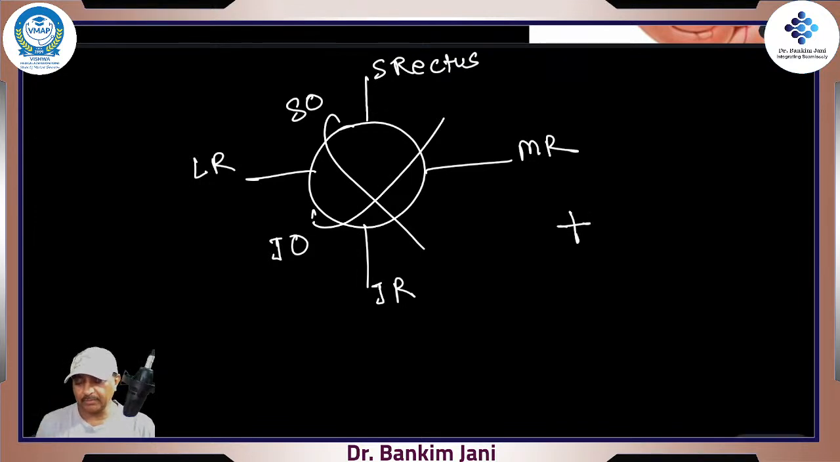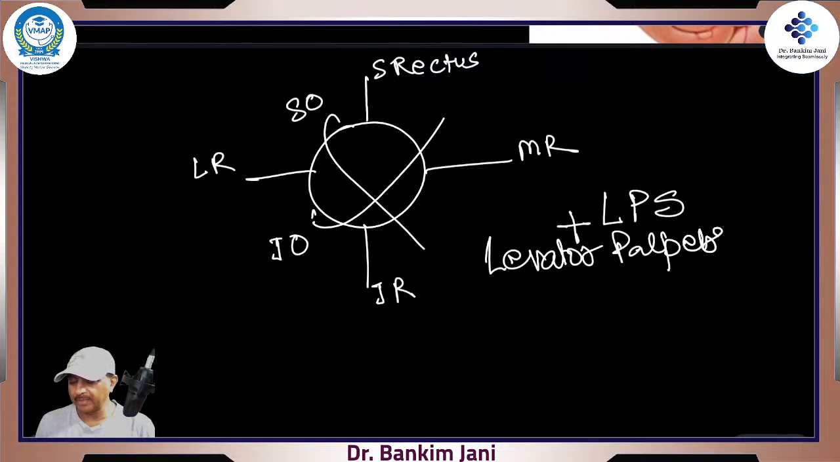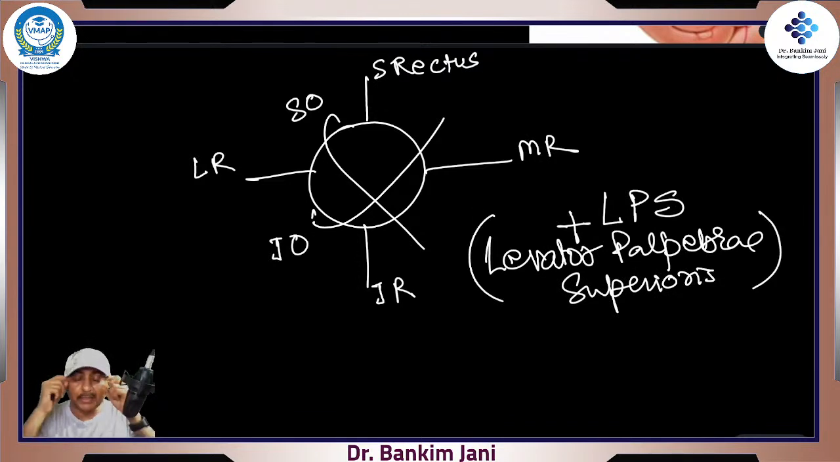Plus, right over here, there is levator palpebrae superioris. I'll just write it, levator palpebrae superioris. Not big rocket science. Simply, these eyelids are lifted. Levator means elevate, palpebrae means eyelid, and superioris means upper eyelid. It will open the eyes. It will lift the upper eyelid.